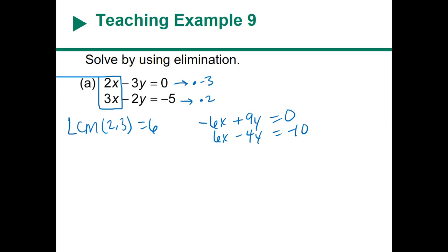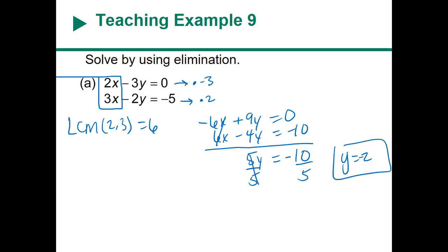So now after we've manipulated, we now can eliminate and solve for one of the variables. So what happens here? Cancels. 9y minus 4y is 5y. 0 minus 10 is? Divide by 5. So what is y? Y equals negative 2. So we now have our y.